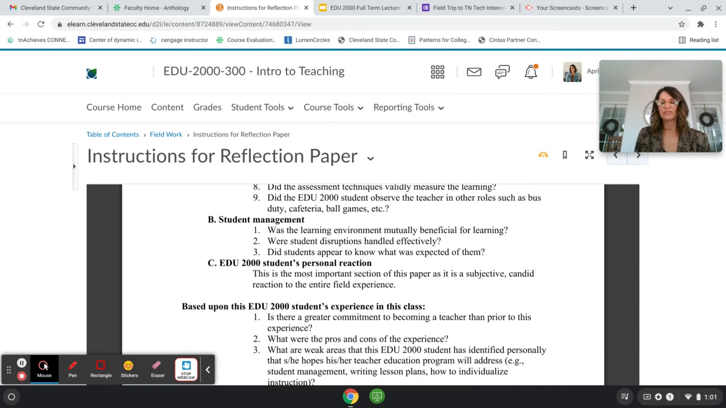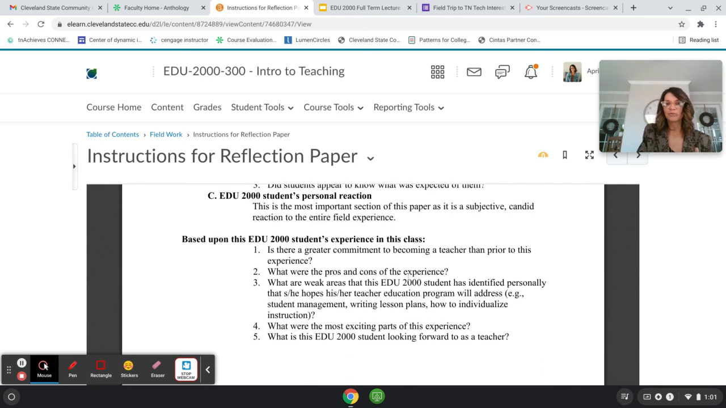And then the second part will be student management. When you get to the third, this is your own personal reaction to the observations. And so in this part, we'll deviate from the standard of using third-person pronouns and formal academic language, and we'll allow you in this section only to use first-person pronouns. And the questions that are based upon your experience in this personal class will also be absorbed into this third student personal reaction section of your paper.